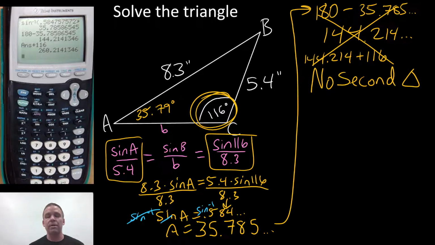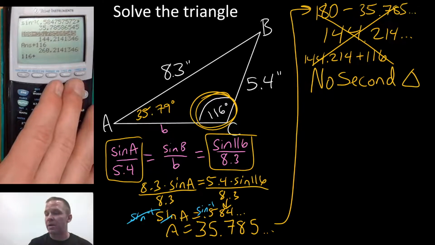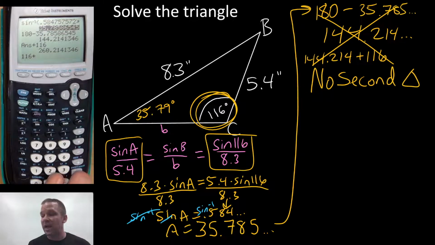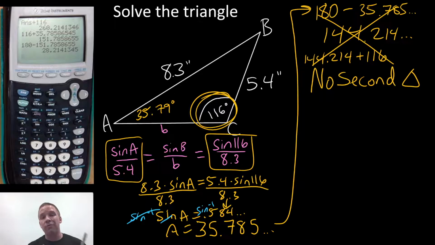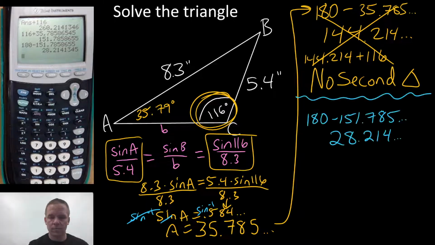So second triangle off the table, but we got to finish solving our first triangle. So let's get back to that. So I've got the 35.79 degrees, and I've got my 116. I can find angle B now using that information. So I'm going to take my 116, and I'm going to add the 35.785. I'm going to copy that down. Hit enter. That's the sum of those two. 180 minus that sum is going to equal my angle for B. So I had 180 minus that 151.785 and change. That gives me the 28.214.